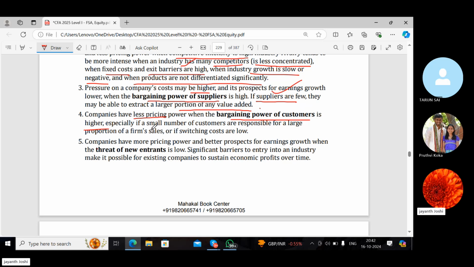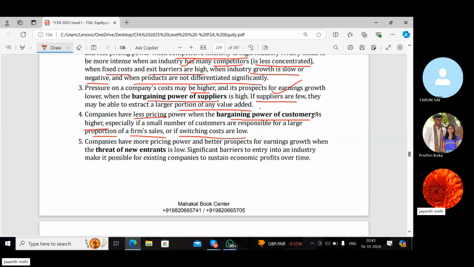Especially if a small number of customers are responsible for a large proportion of firm sales, or if switching costs are low. That means they don't want to take from you, because they always tell you or challenge you that others are giving them the raw material at lower prices, so they can switch immediately from you.